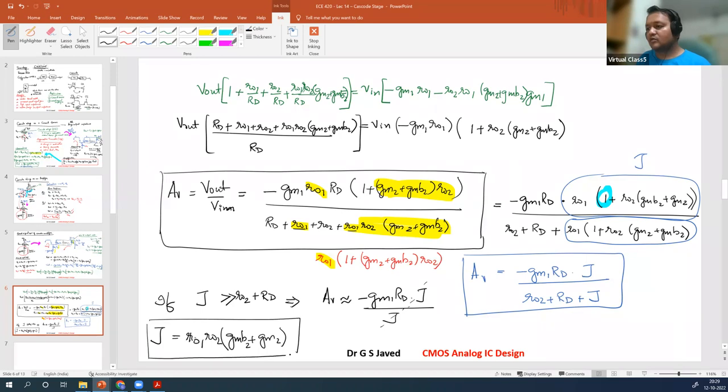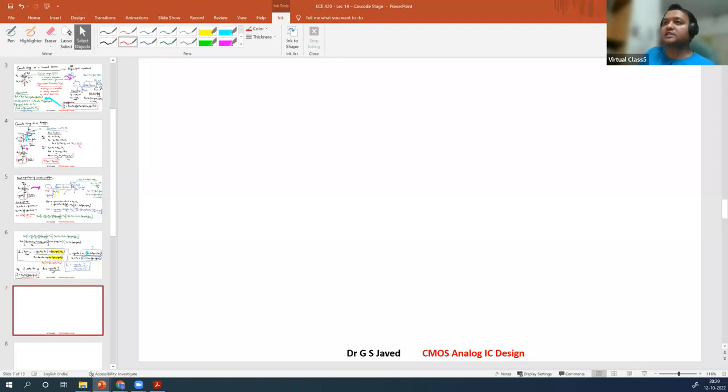So where did you observe this similar thing? RO1 and RO2. You observe this in the cascode form. So what was the cascode form? If you have the output impedance, the effective output impedance of your cascode circuit, so this is your RO1. This is your M2. M2 has a factor GM2 RO2.